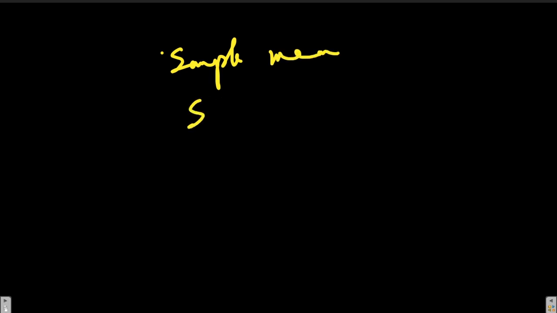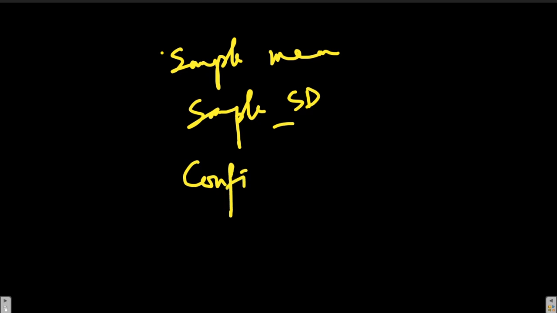Sample SD. We do not know the population standard deviation, so we use the sample SD to basically approximate the population SD. Using this we create the confidence interval, and of course we need a confidence level, which will give us the kind of margin of error we want. So let me just explain that.